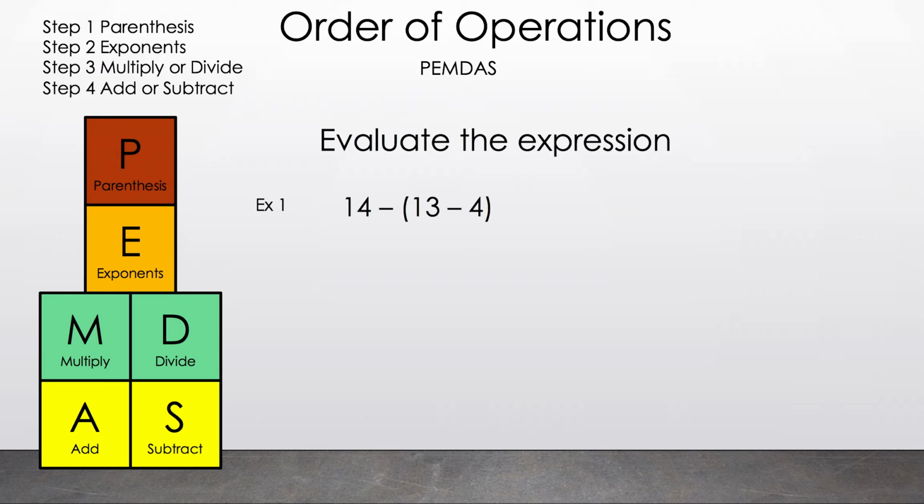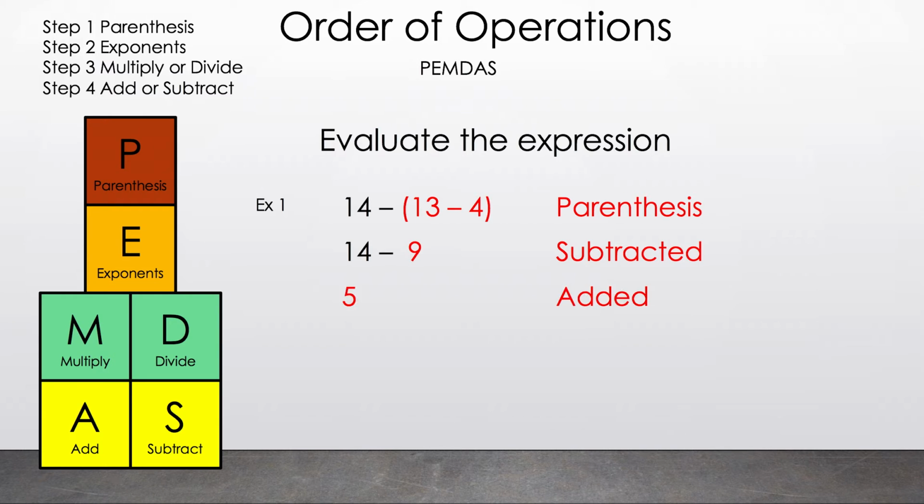We have 14 minus the parentheses of 13 minus 4. So the first step is to take a look at the parentheses. So now we're going to go ahead and subtract 13 minus 4, which is 9. And then we do 14 minus 9, which is 5. And that is your answer.